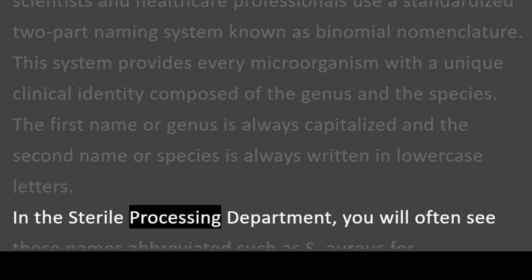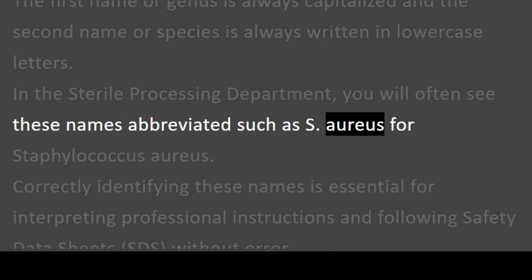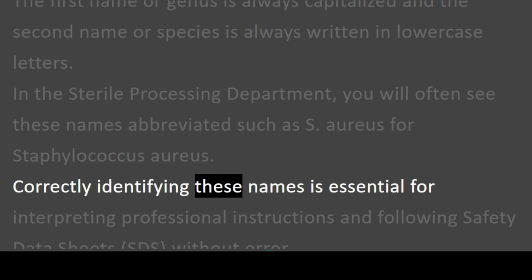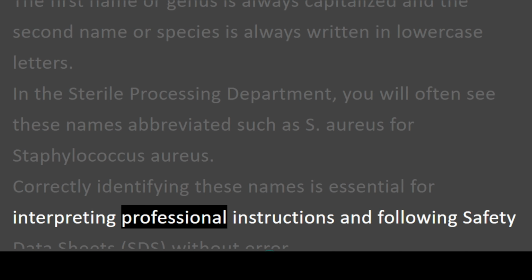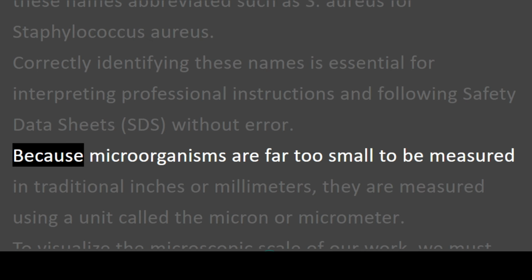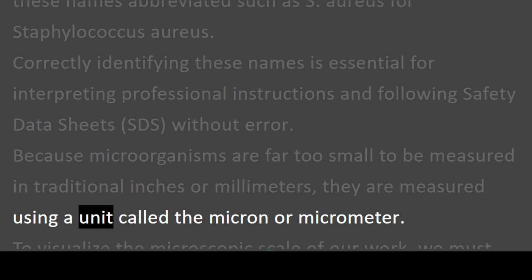In the sterile processing department, you will often see these names abbreviated, such as S. aureus for Staphylococcus aureus. Correctly identifying these names is essential for interpreting professional instructions and following safety data sheets, SDS, without error. Because microorganisms are far too small to be measured in traditional inches or millimeters, they are measured using a unit called the micron or micrometer.